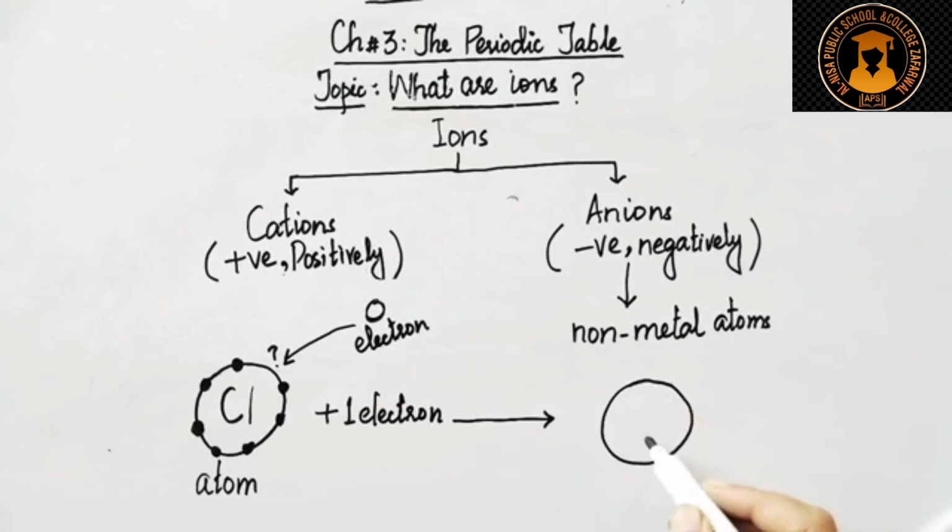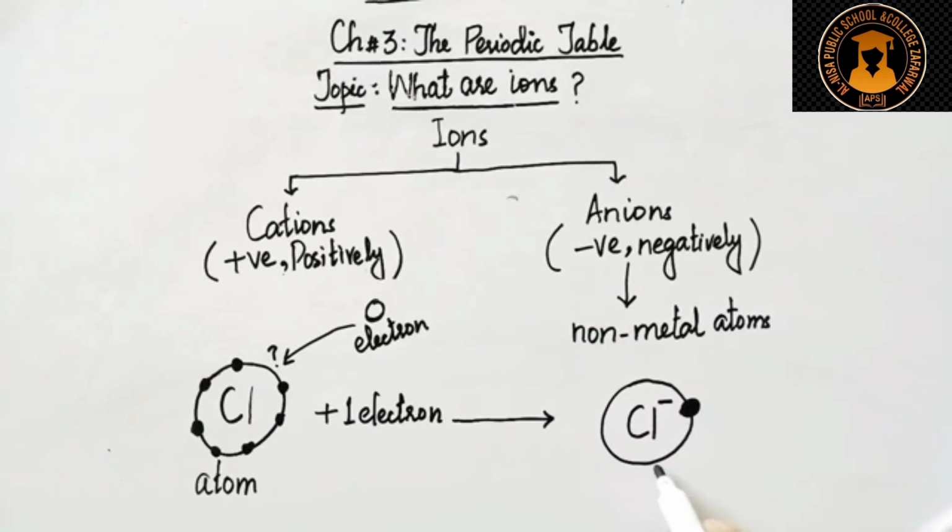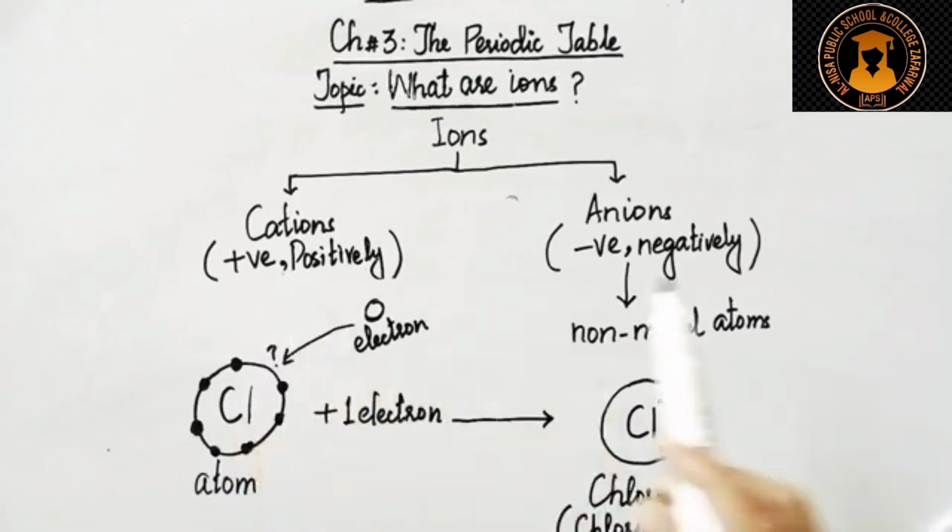And how will you represent the negatively charged ion or anion? In the form of the symbol Cl containing the negative charge right on the top right corner of the symbol of chlorine. So by gaining one electron, now in this form, this is called chloride ion or chloride. You can also call it chloride ion or chlorine ion. So these are two examples related to the cations and anions.